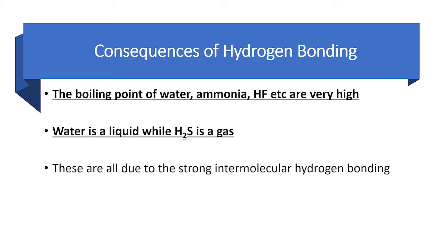We know oxygen is highly electronegative, and because of this electronegativity it can make hydrogen bonds. Whereas in the case of H2S, the sulfur is less electronegative, and we can say there is very little or almost no hydrogen bonding. And because of the lack of this hydrogen bonding interaction, there is no association between H2S molecules and it exists in the gaseous form. So all these are due to the strong intermolecular hydrogen bonding.